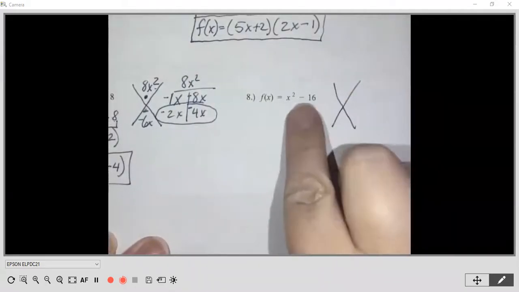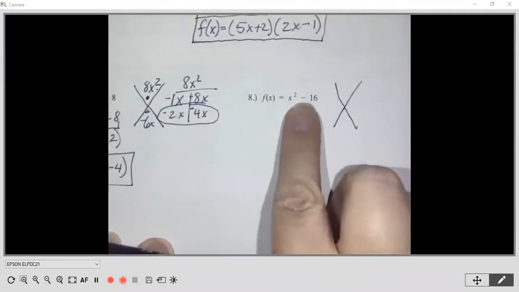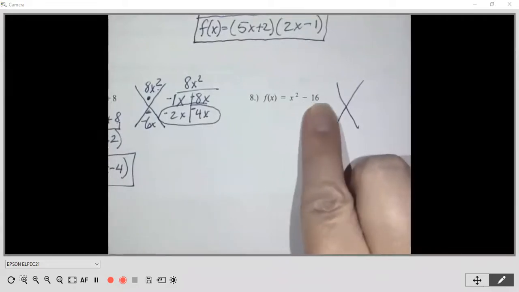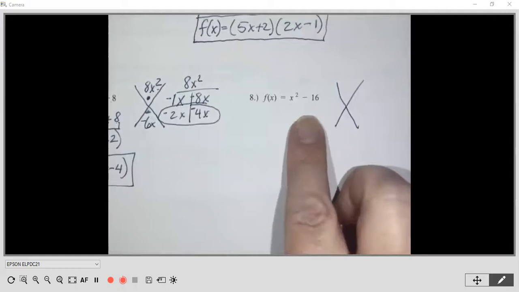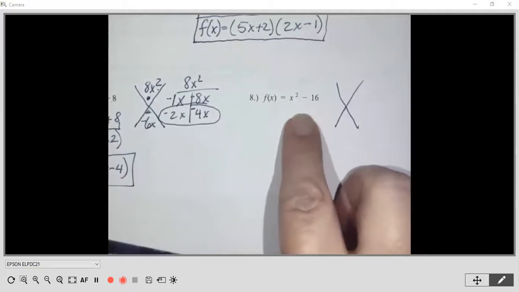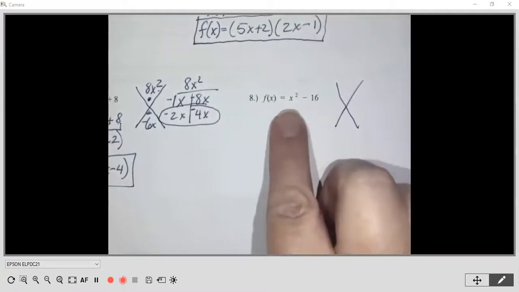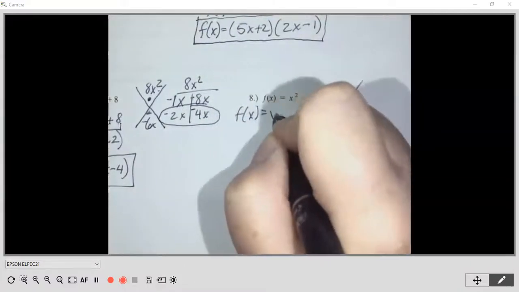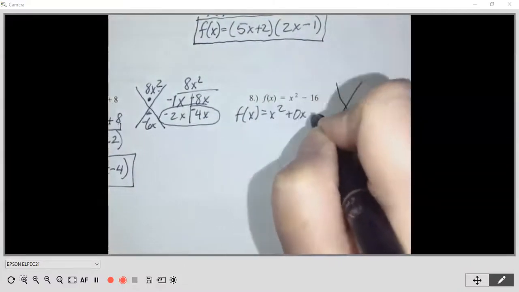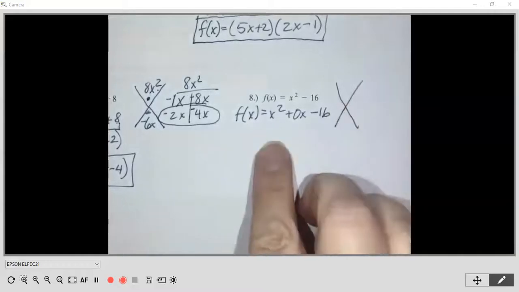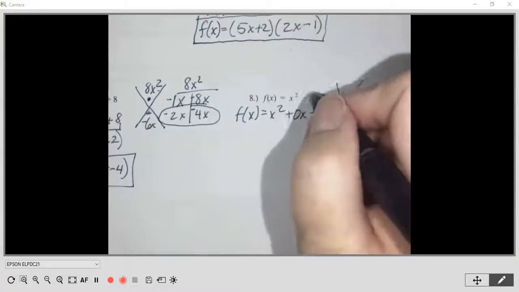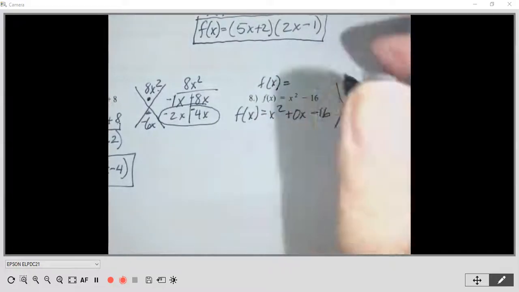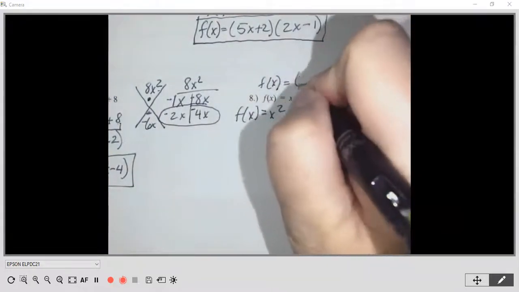Okay, number 8. Oh, this one's a little different. So this doesn't have the middle term listed, and that really tells us this is a perfect square, the 16 and the x squared. So that middle term canceled out. If you were to write this in standard form, we would write this as f of x equals x squared plus 0x minus 16. You're going to get to know this is going to be factored as f of x equals, when it's negative, x minus 4 and x plus 4.